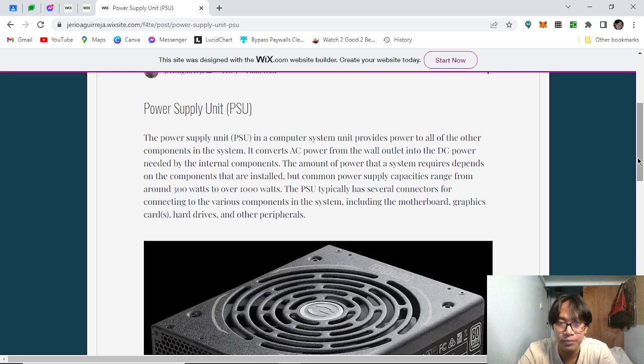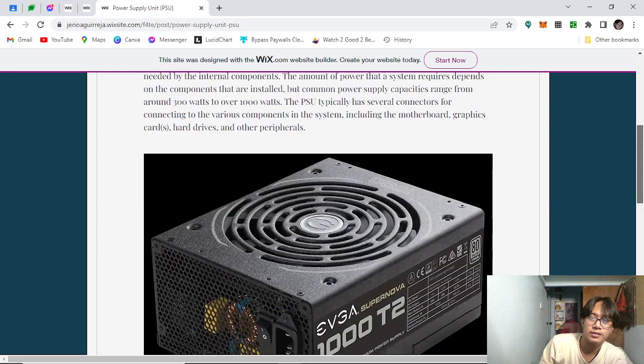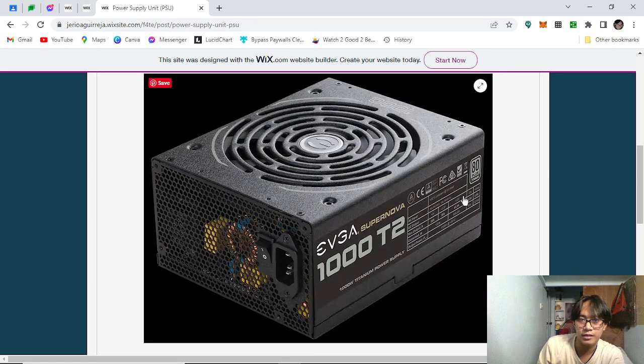The PSU typically has several connectors for connecting to the various components in the system, including the motherboard, graphics card, hard drives, and other peripherals. And this is the PSU 1000T2 or Supernova titanium power supply.